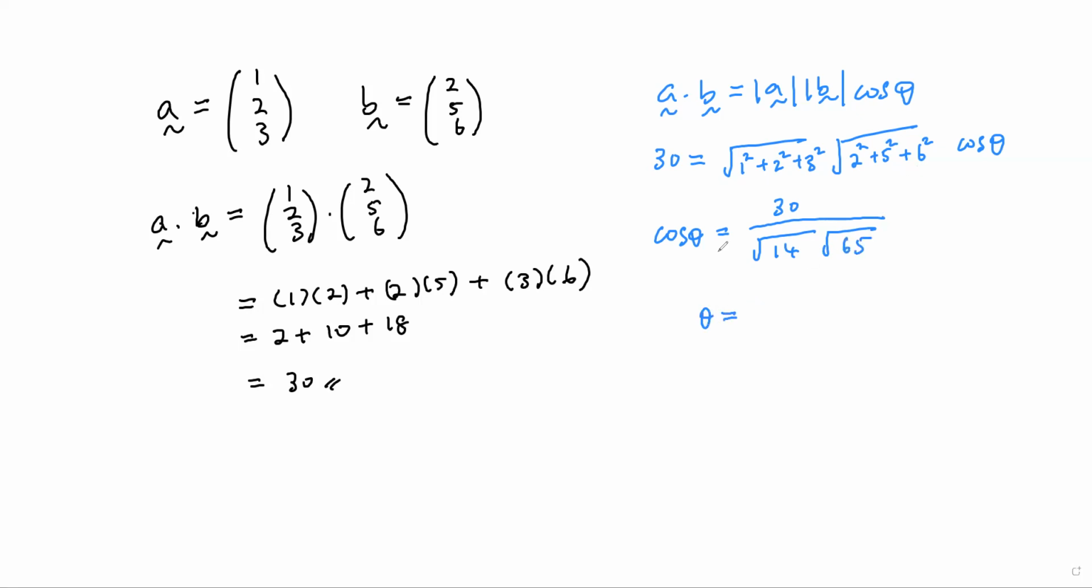So theta would be cosine inverse of this value. Let's find out what that value is. Based on my calculator, it should be about 6.02 degrees, rounded off to 3 significant figures. It's a very small angle. So what does it look like? I guess it should look something like this.